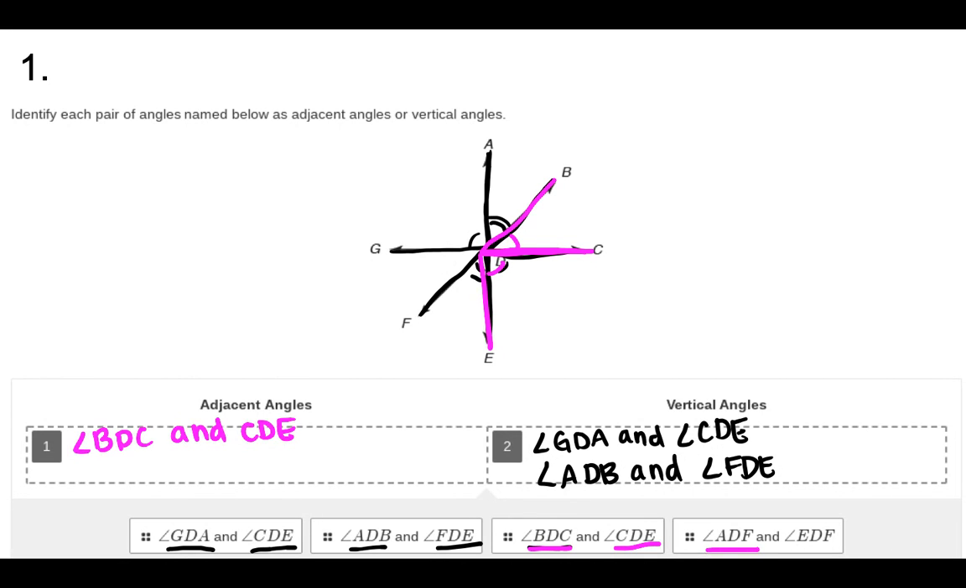Then we have ADF. So this angle right here. And EDF. Okay, well, that's this angle right here. And I see that they share a common side and they also have the same vertex. So those are adjacent angles. So ADF and angle EDF. Okay, so that's how we identify pairs of angles as adjacent or vertical. Make sure you have this written down and let's move on.